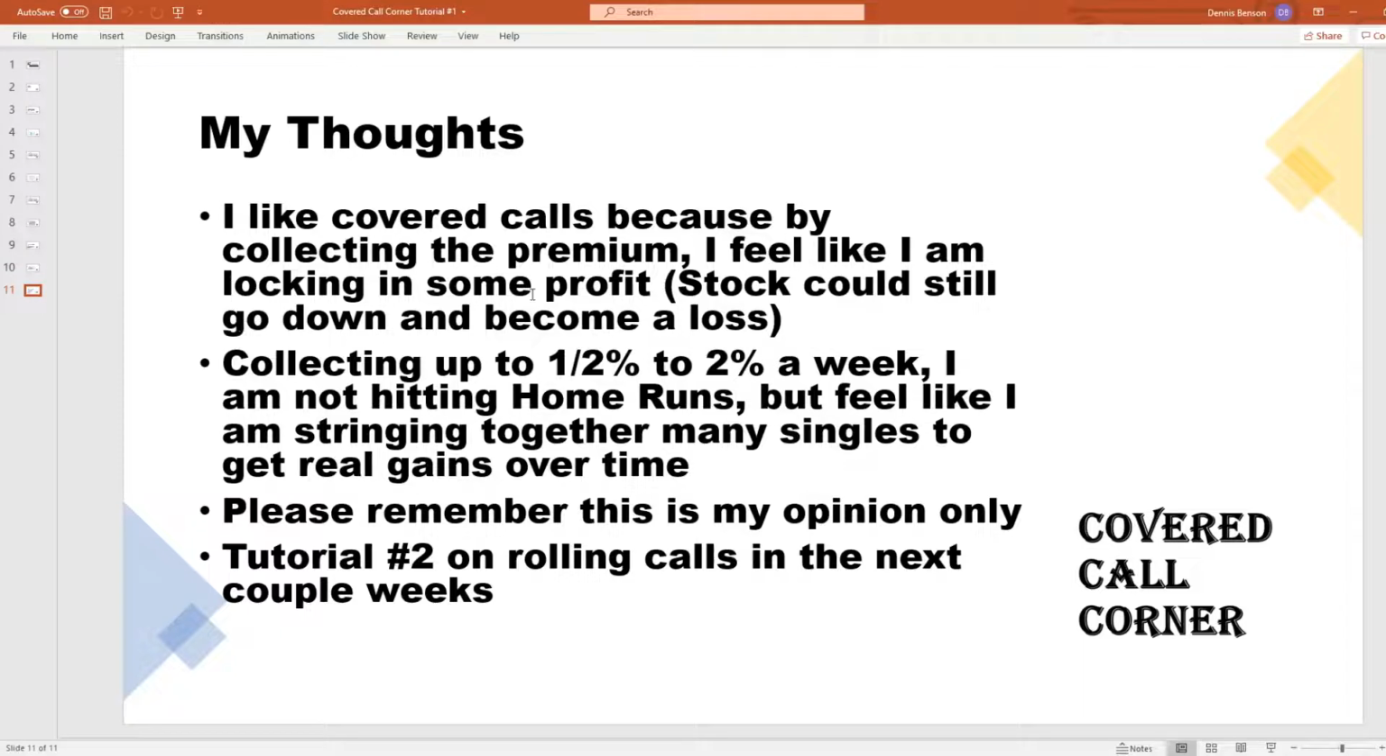I like covered calls because by collecting that premium, by selling the call, I feel like I'm locking in some profit. Stock could still go down a lot and it could become a loss, but because I've lowered what I originally bought it at by getting some of the money back in the covered call, I think that helps.